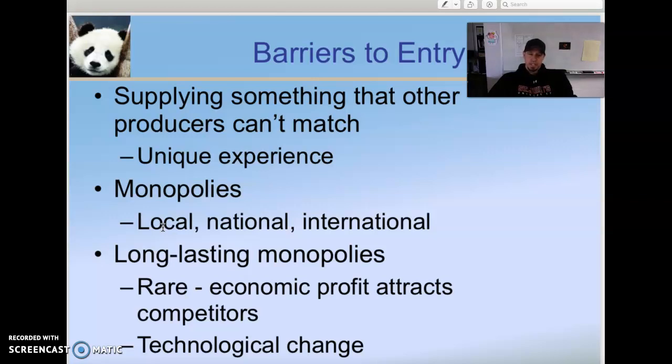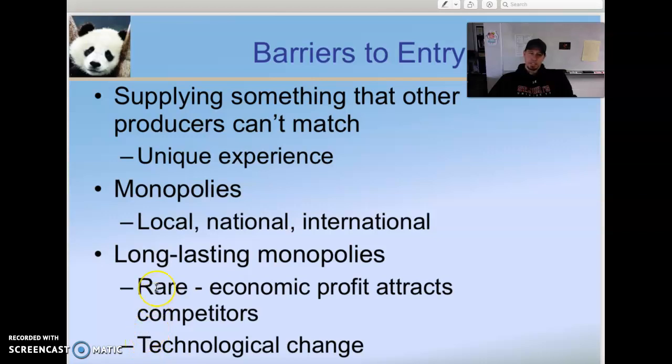Well, cell phone technology comes along, and we no longer need to string a wire across the entire country in order to talk to each other. So that brings in new firms, new competition. And that's what we're talking about with technological change, why long-lasting monopolies are rare, because economic profits attract new competitors, new innovations, new ideas.